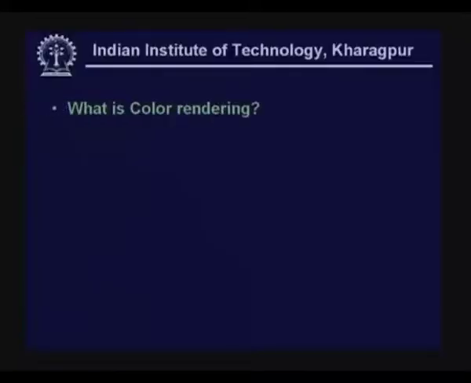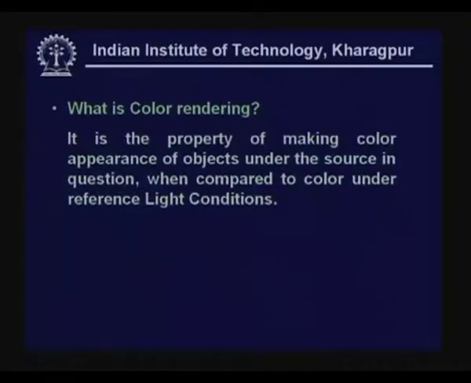And in order to assess the ability of a lamp to function properly for observing objects of varying colors and to be able to distinguish, the index used is called color rendering index. So, what is color rendering? The color rendering is the property of making color appearances of objects under a test source, compared to the same color under reference light conditions.